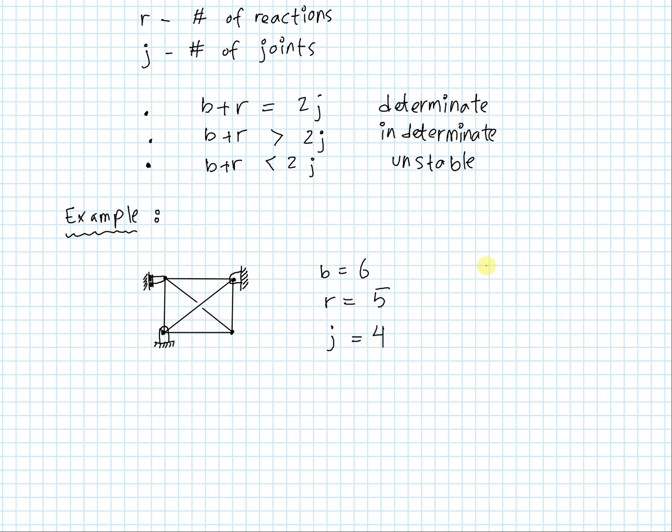So if I'm looking at these relationships up here, we have B plus R is greater than 2J. So 11 is in fact greater than 8. And so we have a degree of indeterminacy, I like to refer to it as DOI, of 11 minus 8 is equal to 3. That's what we have.